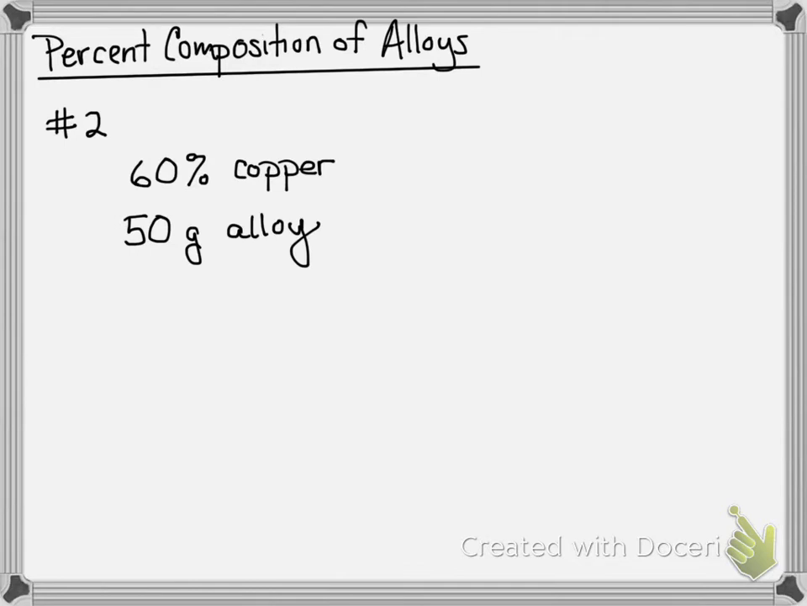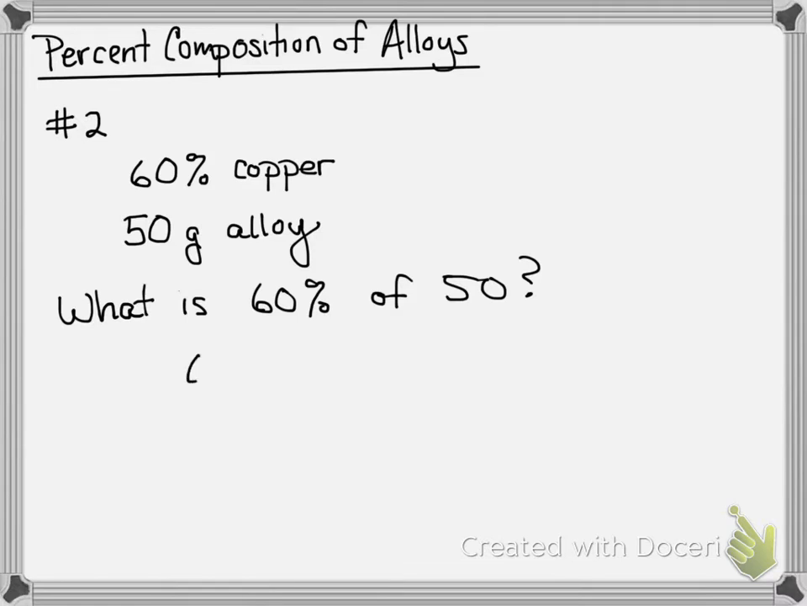The question is, what is 60% of 50? Because copper is 60% of the 50 grams. And so there's several ways you can do this. When I taught Algebra 1, the way I taught my students to do this is to look at the percent.